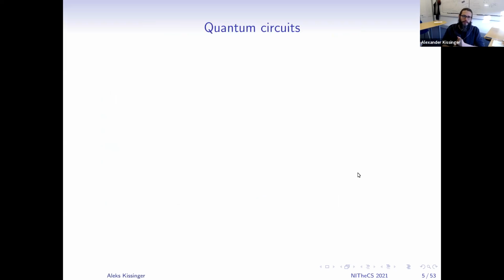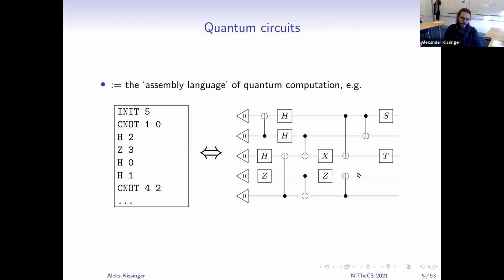Okay, so when I talk about the code that runs on a quantum computer, for the most part, I'll be talking about quantum circuits. You can think of this as an abstract assembly language of quantum computation. This is a sequence of instructions which really describe what's happening on your quantum device. These instructions are often called quantum gates.